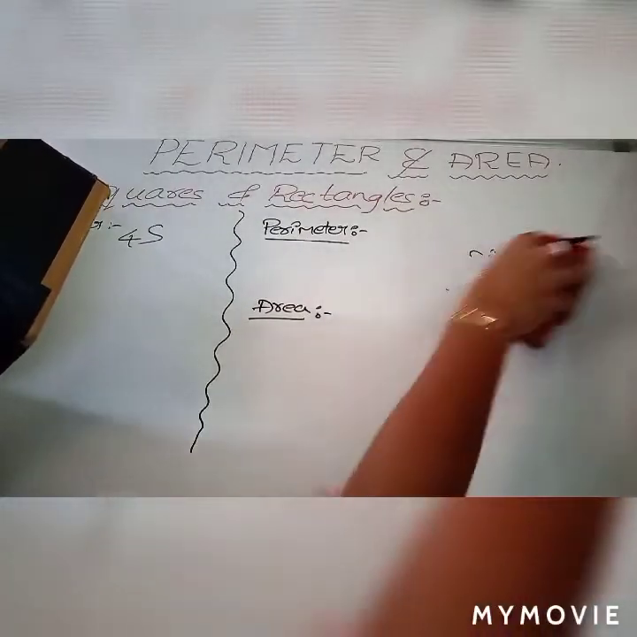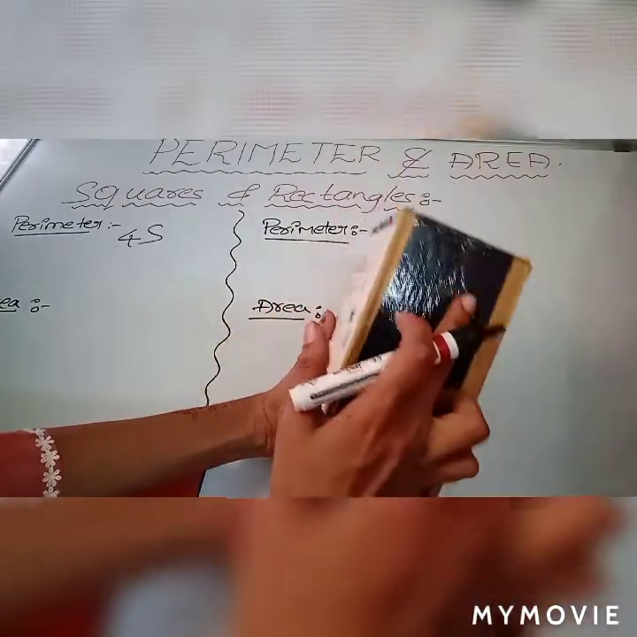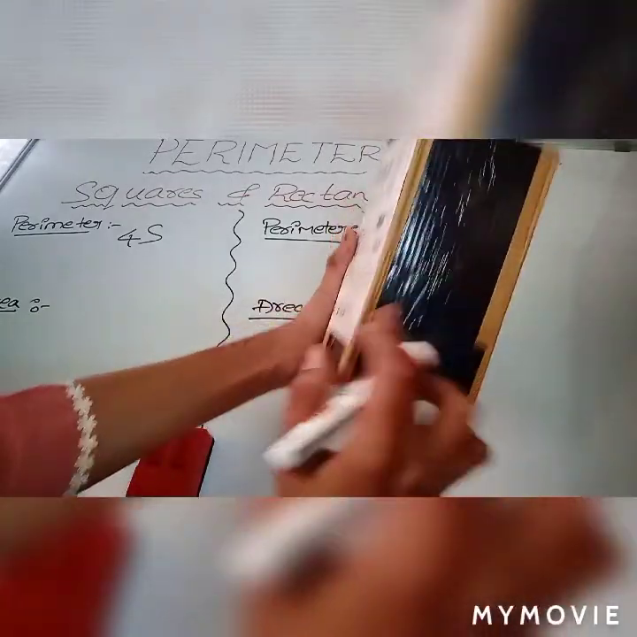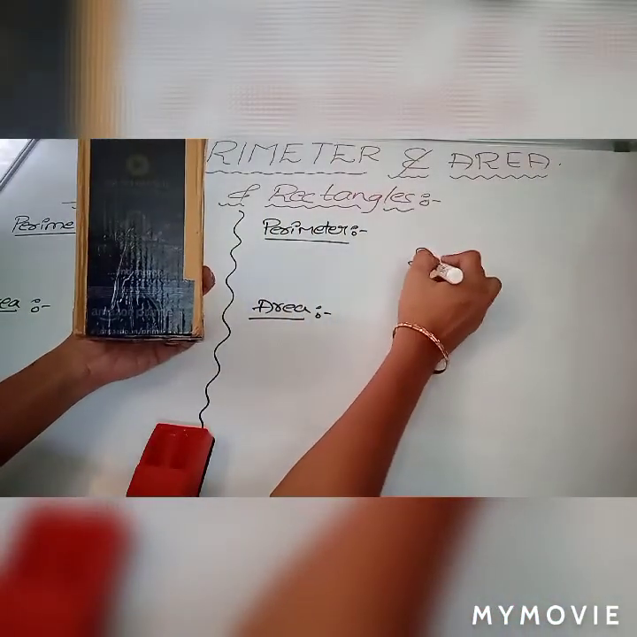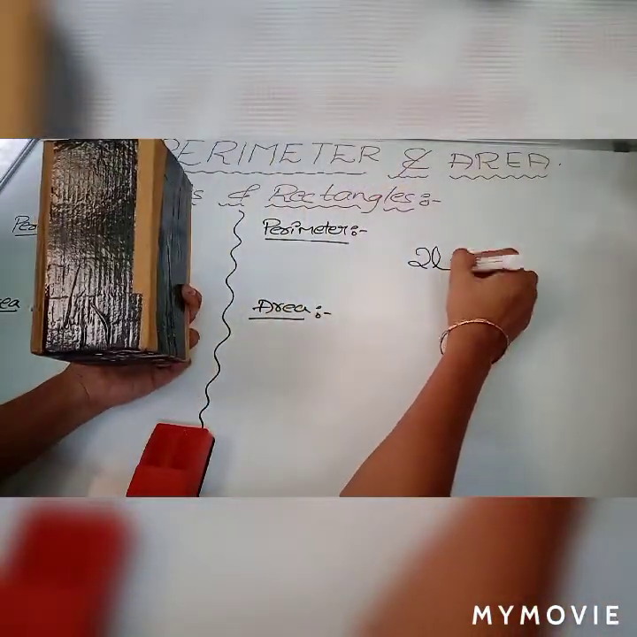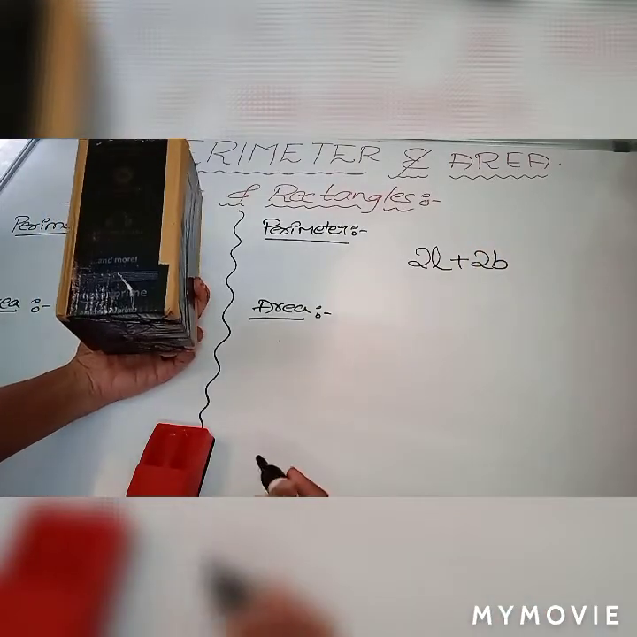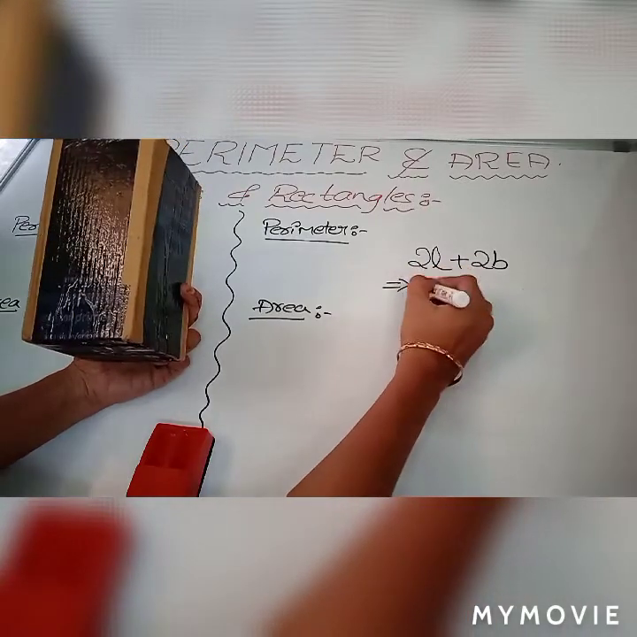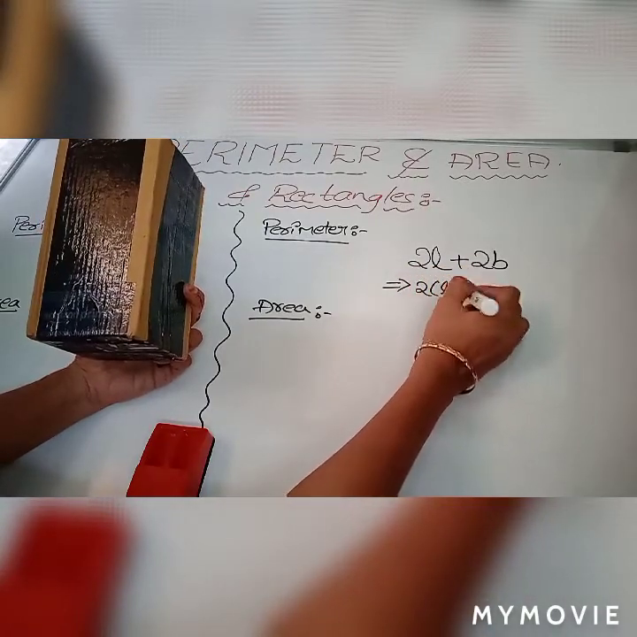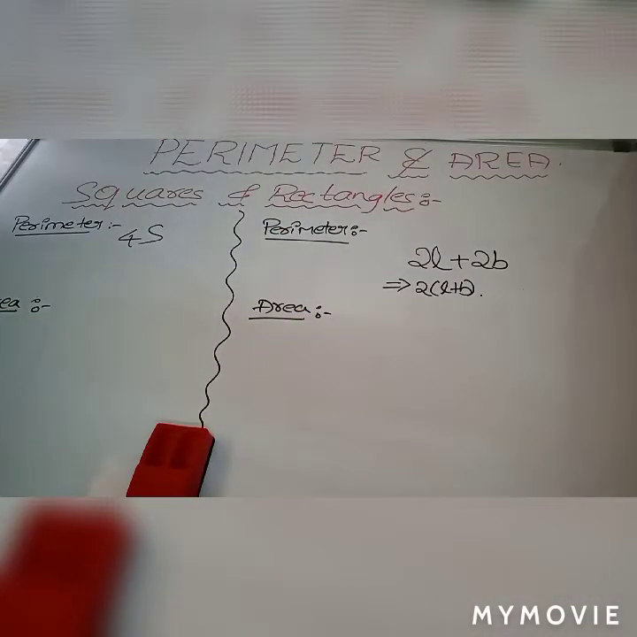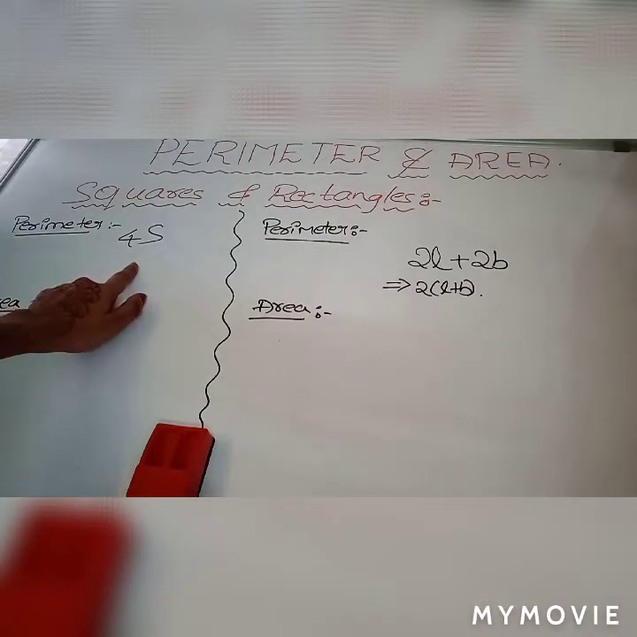Simply, children, don't learn these formulae by heart. See, for a rectangle, 2 sides are equal. That means 2 lengths and 2 breadths. How many lengths are there? 1, 2. 2 lengths. And how many breadths? 1 and 2. 2 breadths. So add these 2 lengths and 2 breadths. Now we can take 2 as common. So 2 into L plus B. So the perimeter of a rectangle formula is 2 into L plus B, whereas the perimeter of a square formula is 4s.